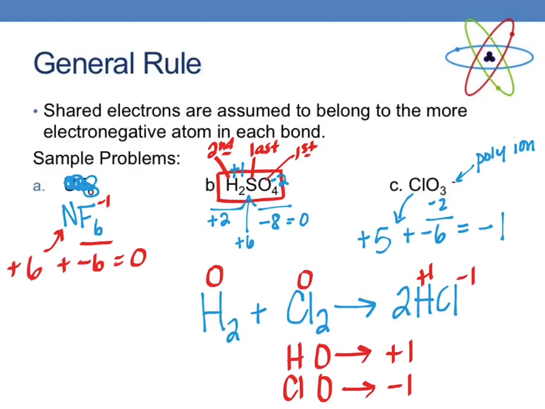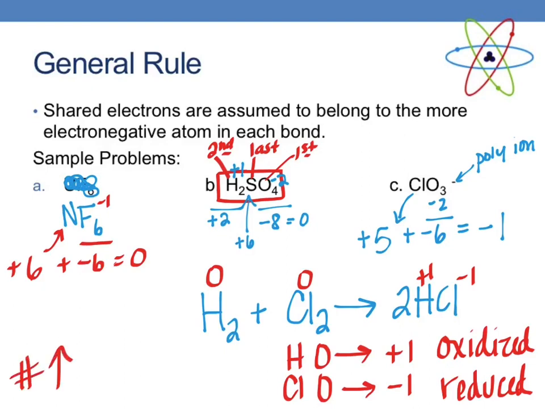Whose number went down? Chlorine's oxidation number went down. So that means it is reduced. Hydrogen's oxidation number went up. Therefore, it is oxidized. Okay? So if your oxidation number goes up, you are oxidized. If your oxidation number goes down, then you are reduced.